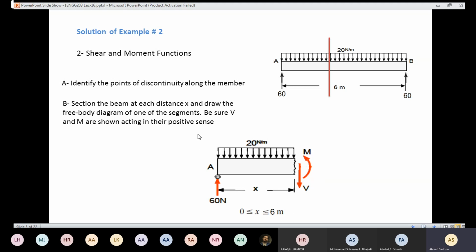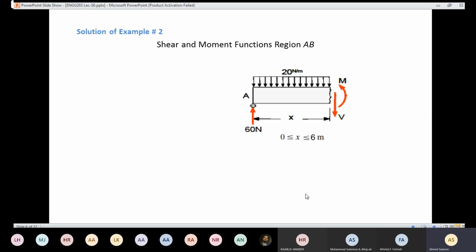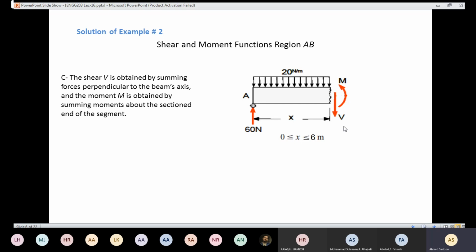Now we are in position to get expressions for the M and for the V. In order to get the expression for the V, we are going to use the equation of equilibrium. To be specific, we are going to use the summation of the forces in the y-axis should equal 0. We are going to apply that formula for that region here.